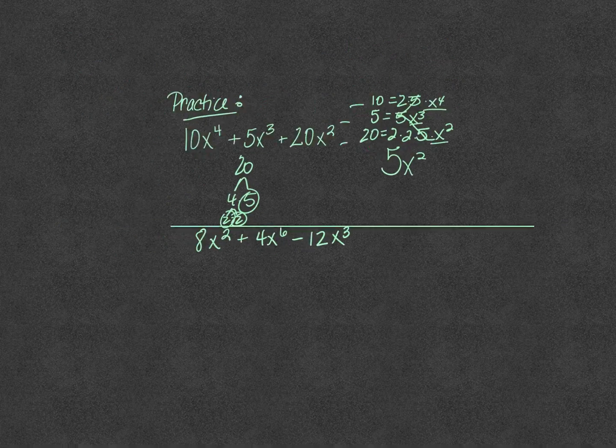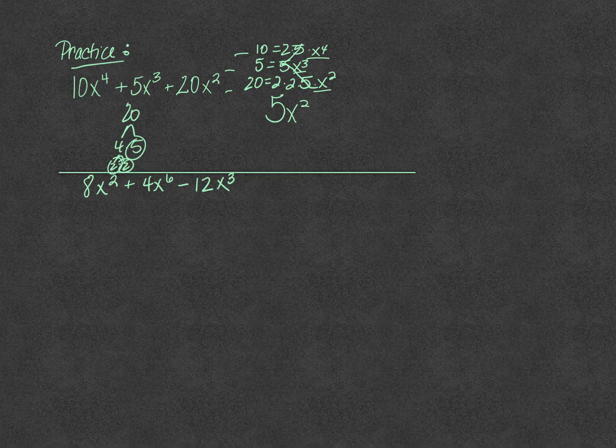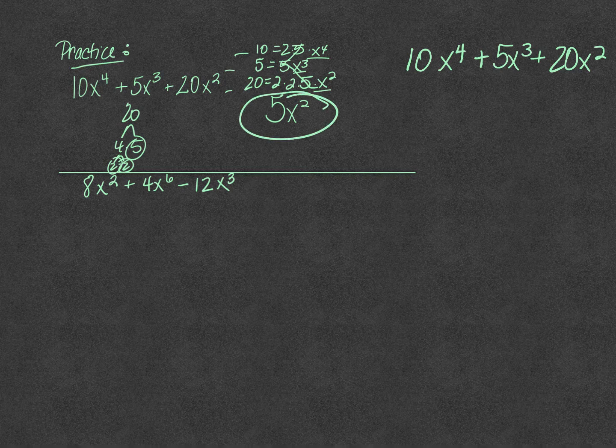Now, this is where it gets a little different. So now I'm going to take my equation, 10x to the 4th plus 5x cubed plus 20x squared. Now, this is when it becomes important, okay? And I'm going to do my division, all right?